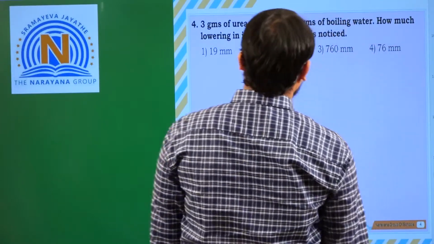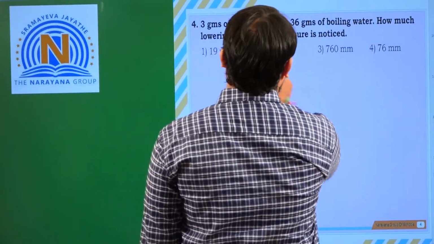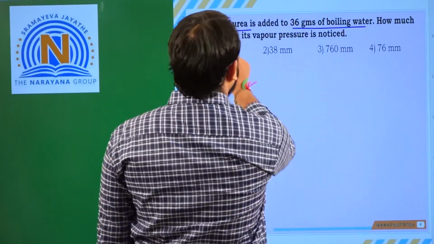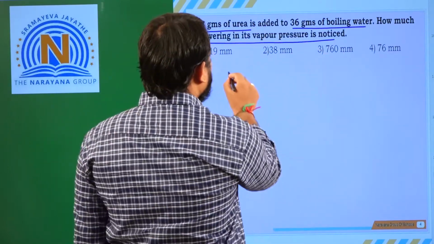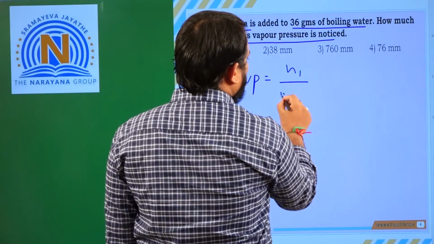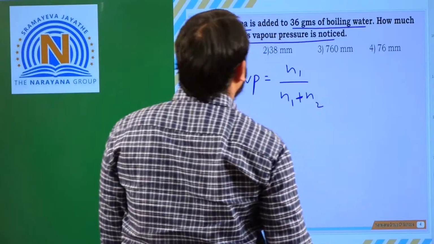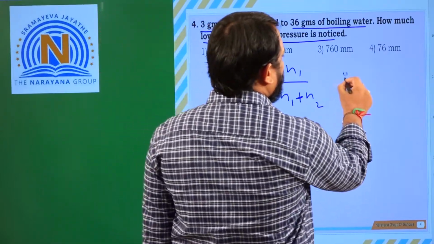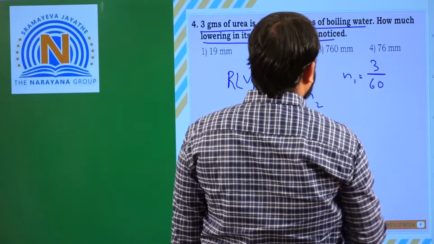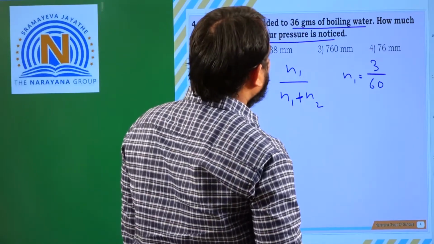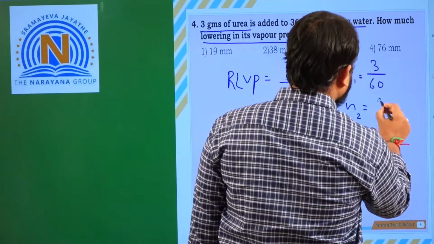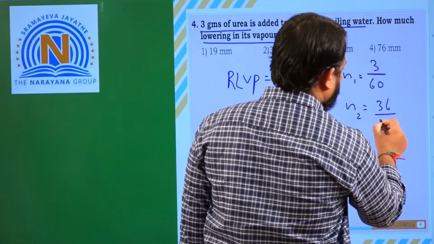The fourth question: 3 grams of urea is added to 36 grams of boiling water. How much lowering of vapor pressure is noticed? What is the formula? RL is N1 by N1 plus N2. Here 3 grams of urea means 3 by 60, the molecular mass of urea, is added to 36 grams of water, where the molecular mass of water is 18.